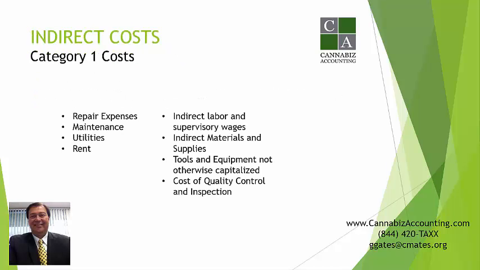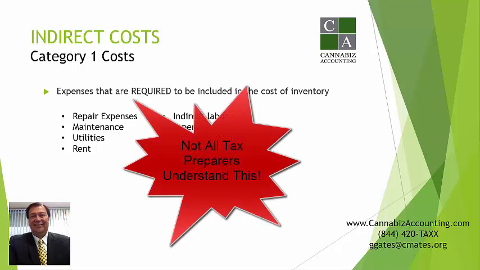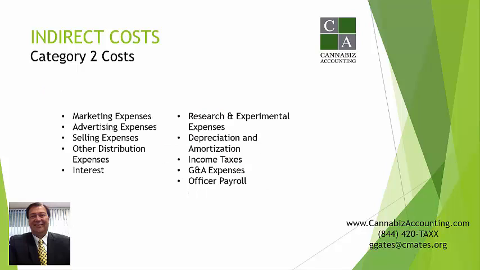Category 1 costs are expenses that are required to be included in the cost of inventory. These include repair expenses, maintenance, utilities, rent, indirect labor and supervisory wages, indirect materials and supplies, tools and equipment not capitalized, and costs of quality control and inspection. When preparing your tax return, make sure your tax preparer understands the differences in all of the various category costs.